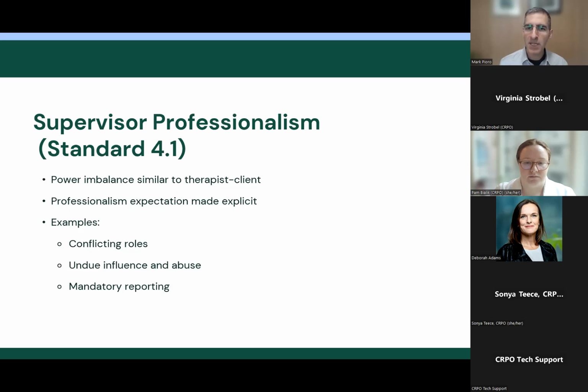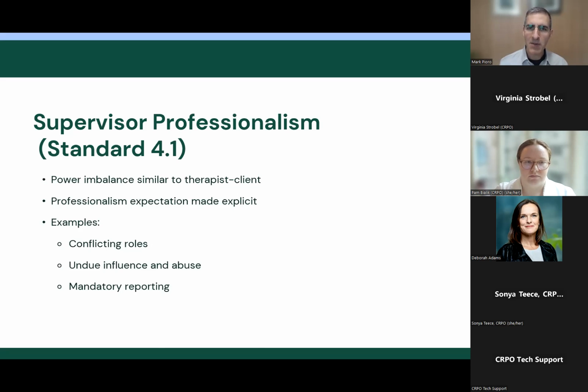We have also seen complaints and reports about supervisors involving, for example, a dual relationship with a supervisee, sexual harassment of a supervisee, or asking a supervisee to loan money to the supervisor. So we have made expectations explicit in Standard 4.1.